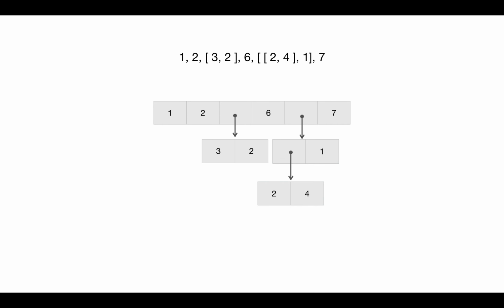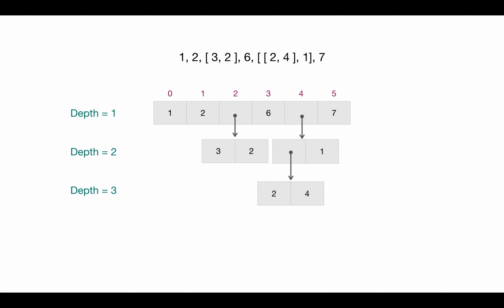For this special array, the outer special array, the depth is 1. And for the array 3 having elements 3 and 2, the depth is 2 because it's an array inside an array. And similarly for array 2, 4, the depth is 3.